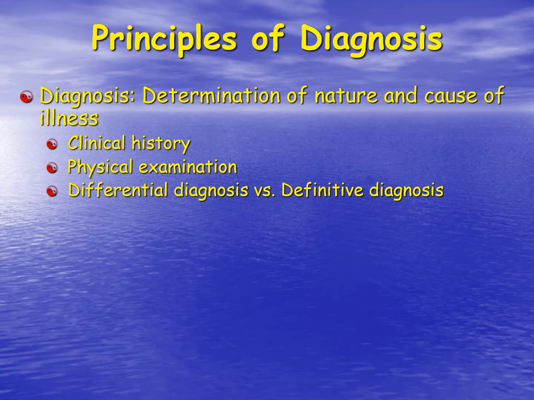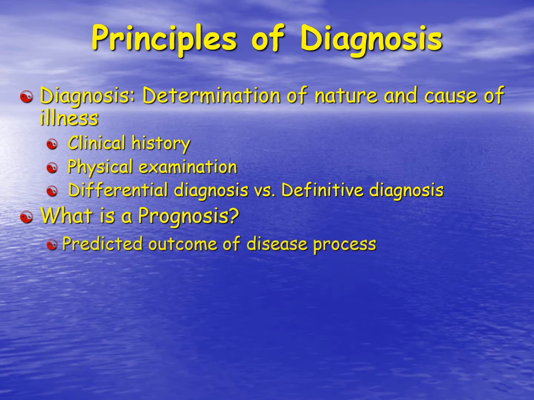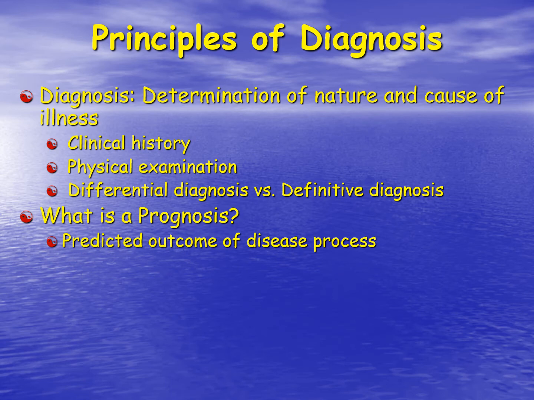What actually is this disease? What is causing it? How are we going to treat it? And what's the probable outcome? So what's prognosis? Well, prognosis literally means the predicted outcome of a disease process. And prognosis is based upon the history of the disease in that particular species, the history of the practitioner with this disease, and sometimes it's just simply the best guess that we have.